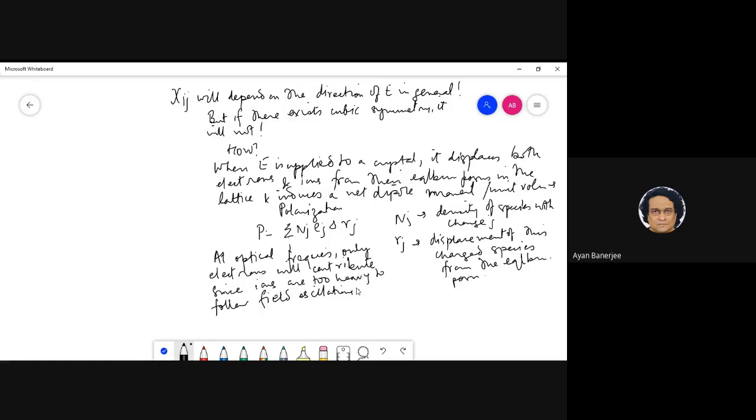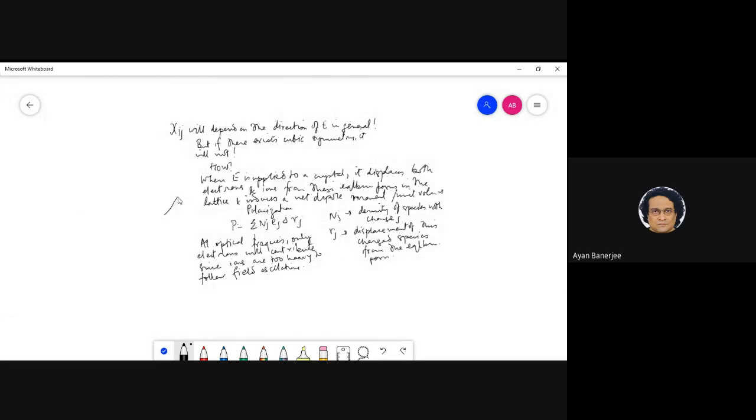Now please listen to this argument. At equilibrium, the total force that the field applies has to be balanced by the restoring force on the electrons, in the sense that we know this is a mass spring model. That is absolutely crucial. That is what we are starting with. This is the mass spring model.